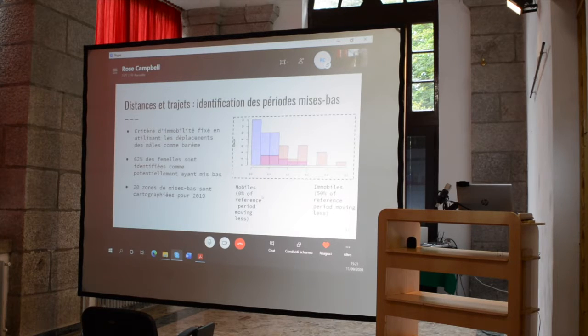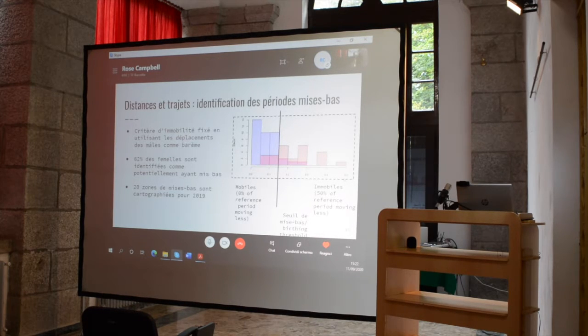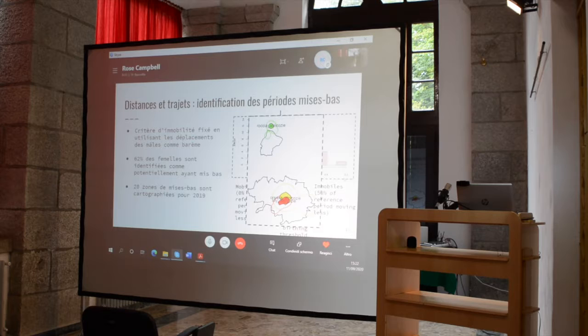In this graph, we're showing the relative mobility during the reference period. So 0% means completely normal behavior, and 50% means during the reference period, I moved very little for at least 50% of the time. In pink, we're showing the females, and in blue, the males. So we decided to set a criteria, a birthing threshold, and determined that females who move less than most of the males are considered to have probably given birth. We found 20 females who probably gave birth. By using the kernel method, we calculated the likely birthing zone. For example, in Rachia, in dark green, the likely birthing zone within her entire home range.